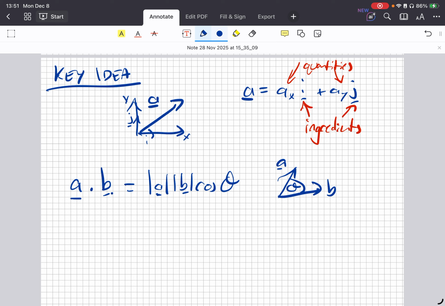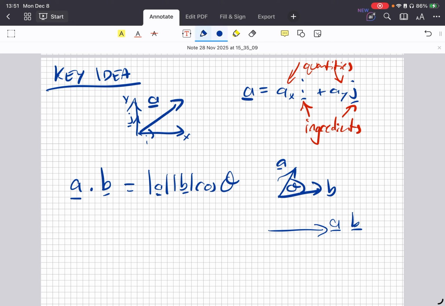So if the vectors are perfectly aligned, then this angle goes to 0, and we would have the situation where A and B are both acting in this direction. Cosine theta would be 1. And what that essentially means is that these vectors are perfectly aligned. And so the dot product is just the magnitude of these two things multiplied together.